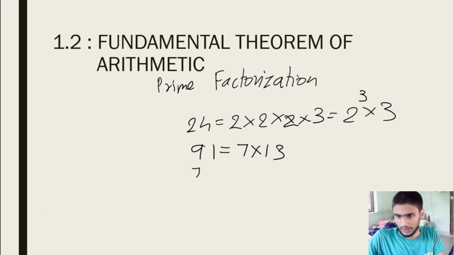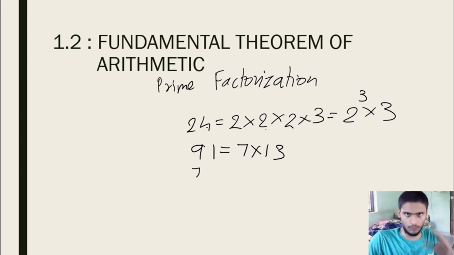24 can be expressed as 2 into 2 into 2 into 3, and it can only be expressed as a product of these specific prime numbers. That is, 24 can only be expressed as 2 into 2 into 2 into 3. I mean, you can rearrange them like 3 into 2 into 2 into 2, but still the prime factors can only be 2, 2, 2 and 3. And also 2, 2, 2 and 3 when multiplied together can give you only 24.